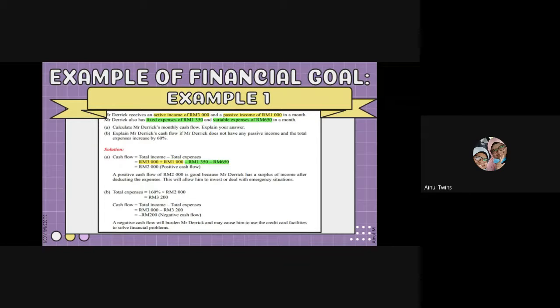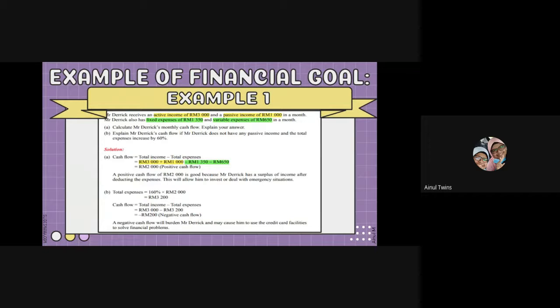Okay, let's look at an example of financial goal. You guys can refer to page 276 in the textbook. Okay, first we will read the question. Mr. Derek receives an active income of 3,000 ringgit and a passive income of 1,000 in a month. Mr. Derek also has fixed expenses of 1,350 ringgit and variable expenses of 650 ringgit in a month. Okay, first we must calculate Mr. Derek's monthly cash flow and explain your answer.